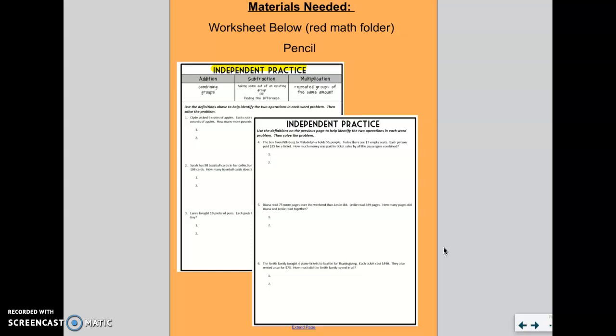Right now, this would be a good time to get your materials. You will need the worksheet below. It is in your red math folder. It is titled Independent Practice, and it has two sides. And then you also need a pencil. So go ahead and pause the video right now while you get your materials.